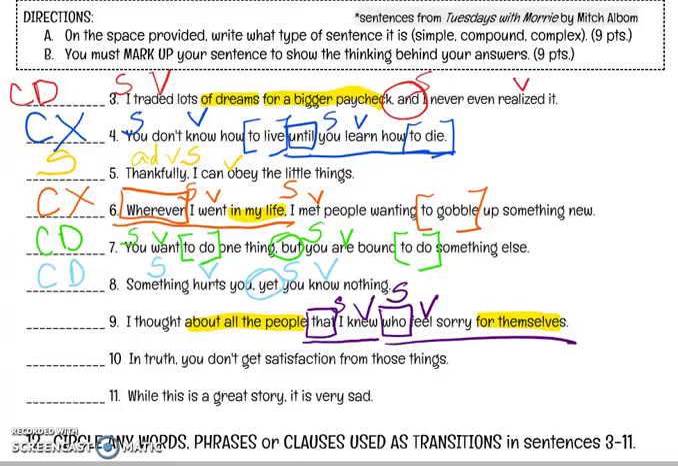So I have two dependent clauses. Let me look at my independent clause. I am a subject. What did I do? I thought. And so this is complex.